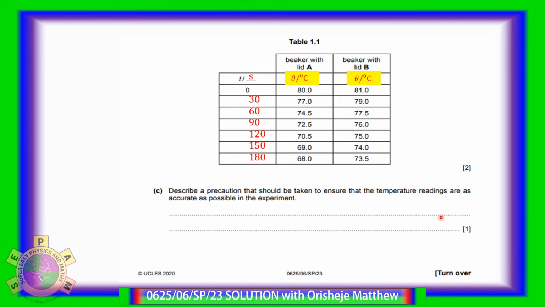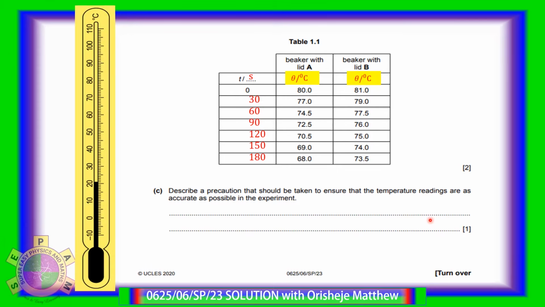Describe a precaution that should be taken to ensure that the temperature readings are as accurate as possible in this experiment. What you should know is that you are looking at the reading of the temperature using a thermometer, so you have to avoid erroneous readings. Assuming the temperature is rising, you don't read it while it is still rising. As soon as you insert the thermometer into the cup, you only take the reading when the mercury has stopped moving. That is when you will get the correct reading.